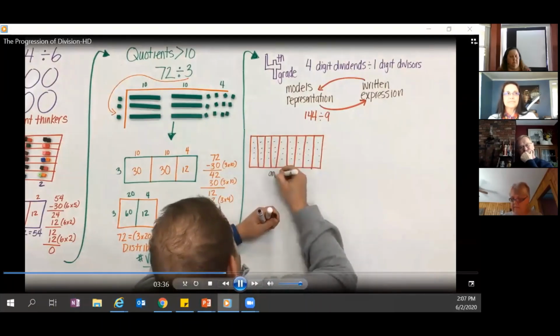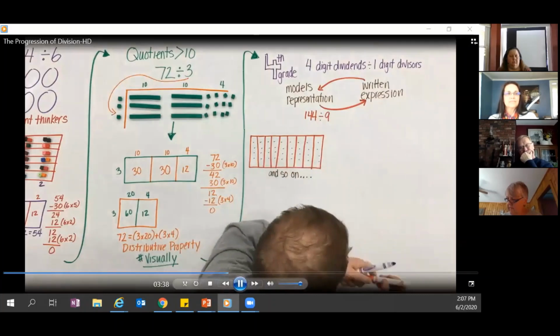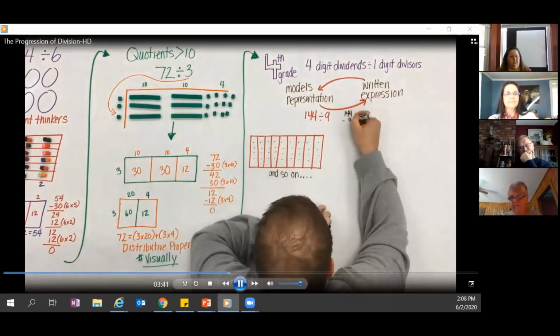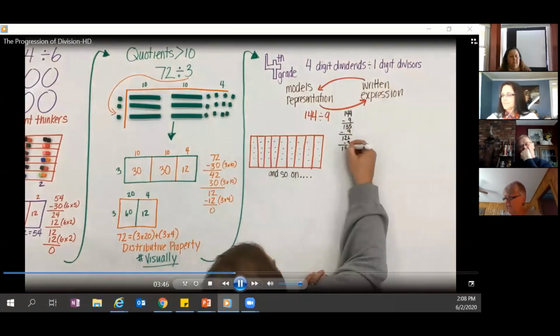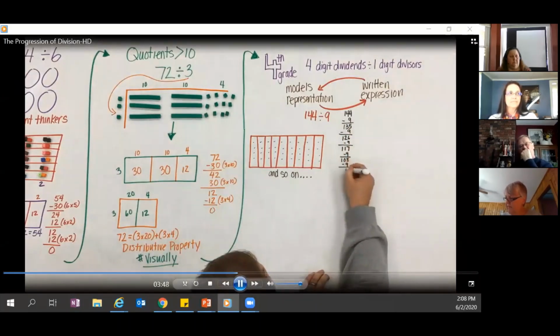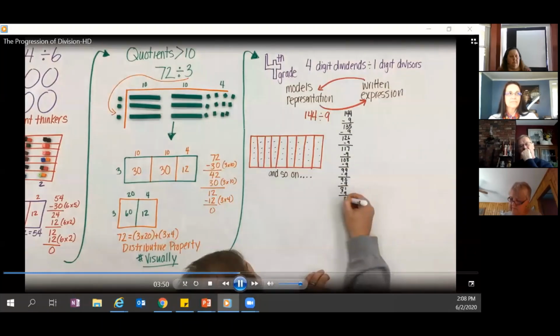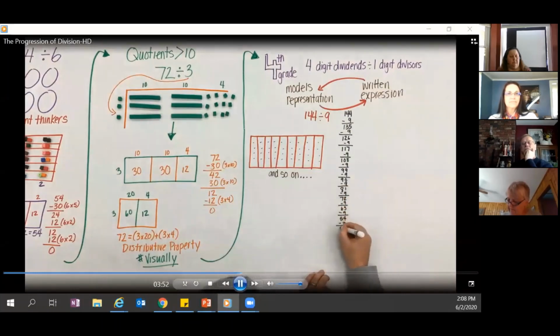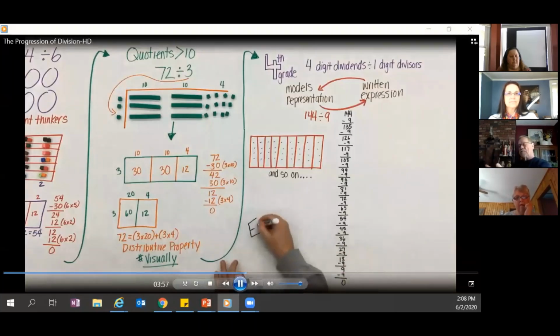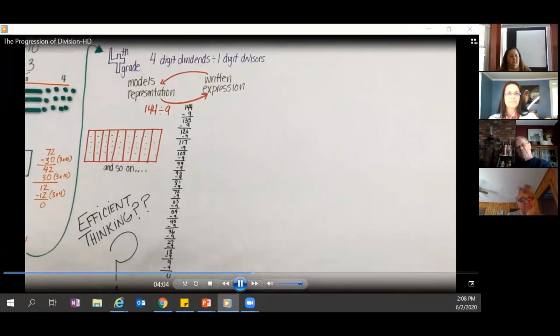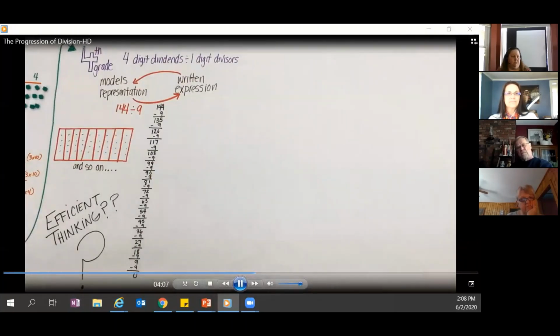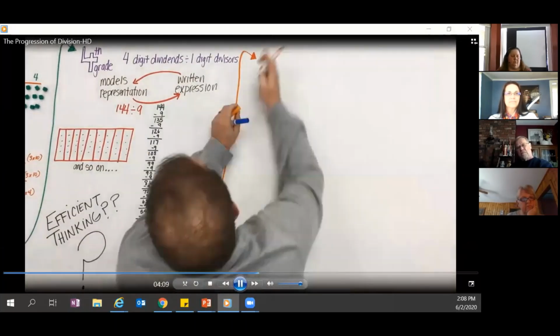expressions. Here we'll take 144 and divide it into nine groups, one into each group, and so on and so on and so on. Again, that fair share model. But what does that model look like as a written expression? Well, here are the students repeatedly removing groups of nine from the 144. Now, is this efficient? No, not at all. But it's really important that students work through this step and they realize what efficient and non-efficient thinking looks like.